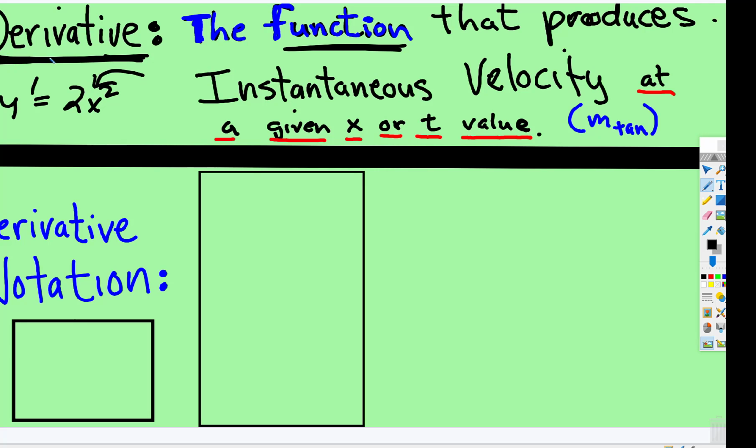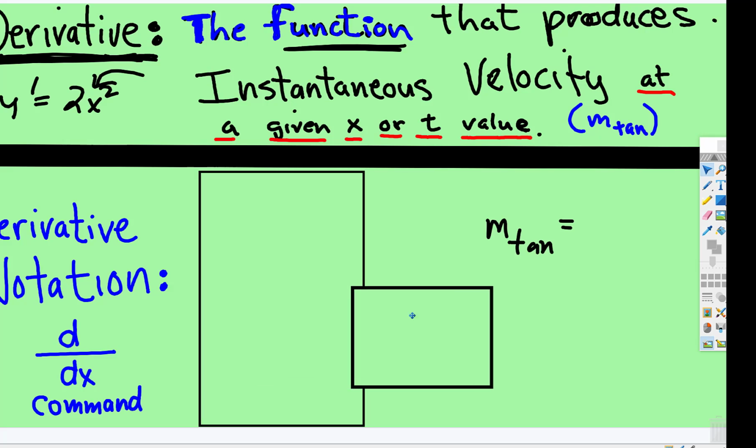So a derivative, a working definition, I did not look this up in the standard Stanford Math Dictionary or anything, but essentially the derivative is the function that produces instantaneous velocity at a given x or t value. And one way to think about it, once you've plugged in a value to that function, it produces the slope of the tangent line, also called instantaneous velocity. And here are some important notations.